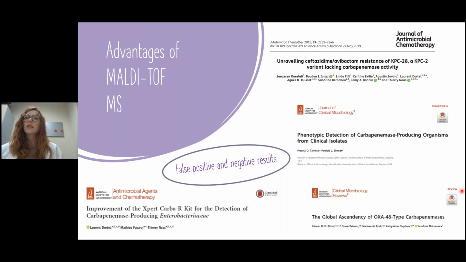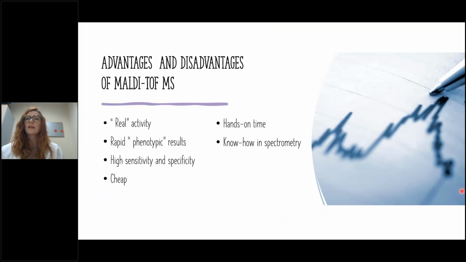These enzymes usually provide positive results in molecular assays like conventional PCRs, like GeneXpert, or even in immunochromatography assays. And the advantage of MALDI-TOF is that it measures the real activity of the enzymes. It provides rapid phenotypic results with high sensitivity and specificity, and it's really very cheap.